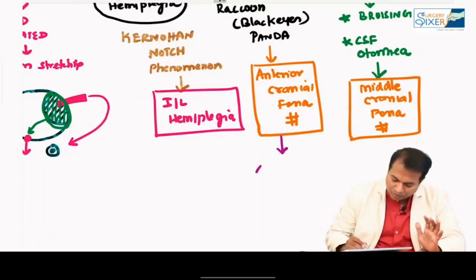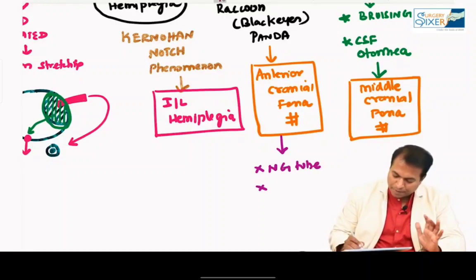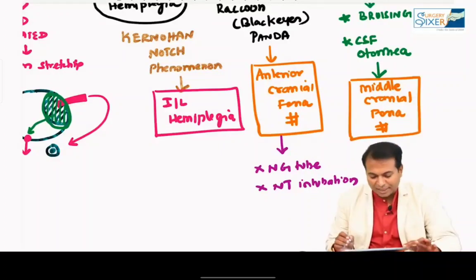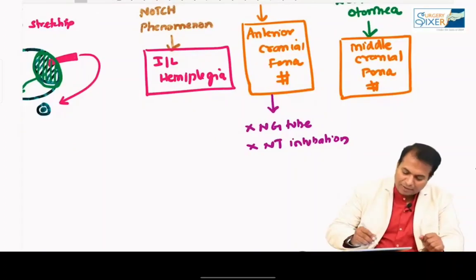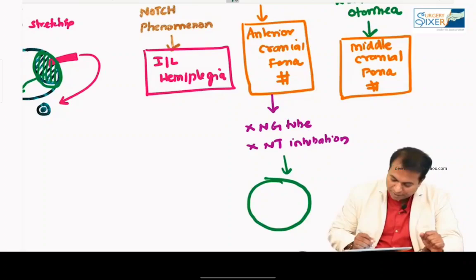In these cases, the following are contraindicated. Nasogastric tube should not be put. Nasotracheal intubation should not be done. Nasogastric tube should not be done for anterior cranial fossa fracture. And if there is CSF coming out in an anterior cranial fossa fracture, you can put it on a tissue paper.